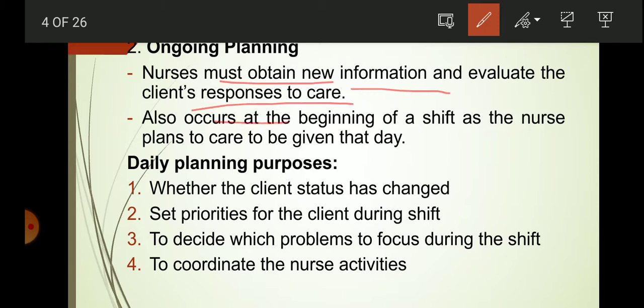Also, of course, at the beginning of a shift, the nurse plans the care to be given that day. Because, guys, at the beginning of your shift, for example, you are 7 a.m. to 3 p.m.